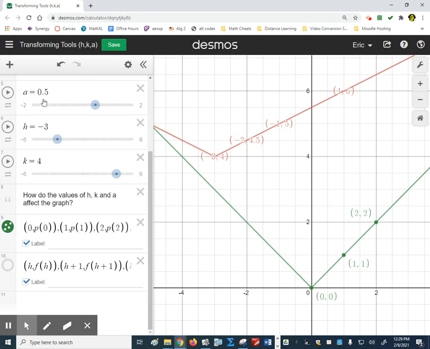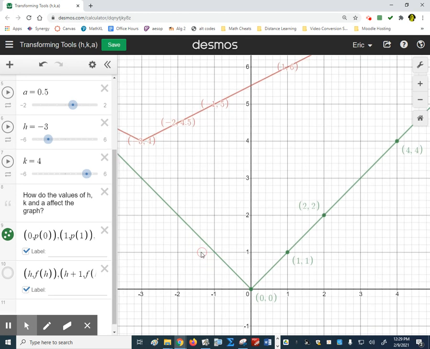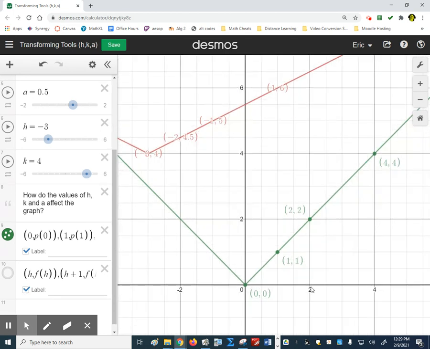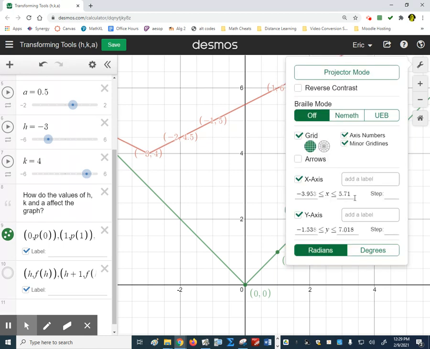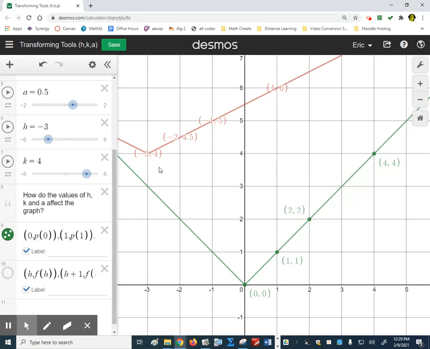The dilation factor is 1/2, so it should only be half as high at each point as it normally would be. Let's check it. So normally I would go over 2 and up 2, but now I should only go up half as high, right? So if I go from the vertex here, and let me set this up so the steps are 1, so we can count these more easily. There, that's good. So now from the vertex, if I go over 2, I should go up only half as high as I normally do.